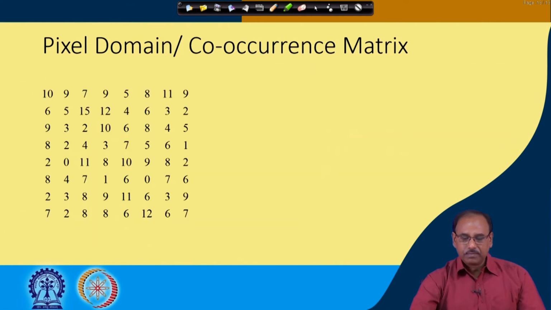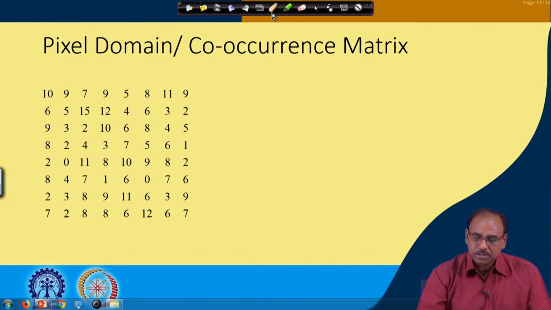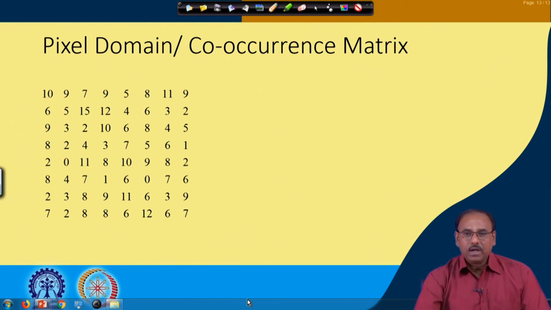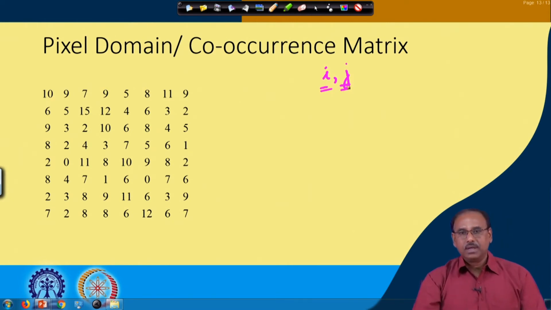So, how can we do it? One of the ways in which this texture information can be obtained in the pixel domain is by using something known as a co-occurrence matrix. So, let us see what this co-occurrence matrix means. Co-occurrence matrix says that given two intensity values, say i and j, i is one intensity value, j is another intensity value, it says how these two intensity values co-occur within the given image.